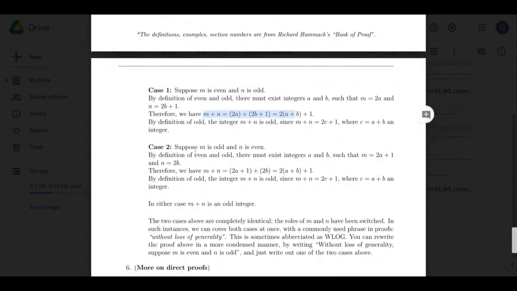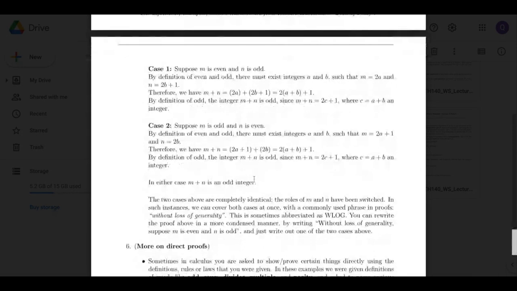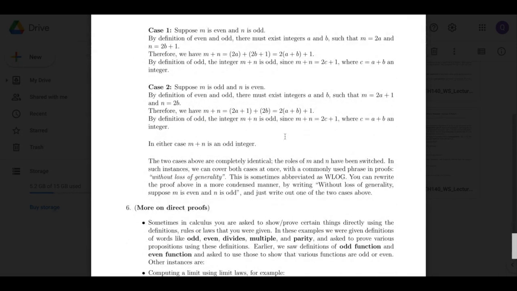Then suppose the opposite: m is odd, n is even. You see these two cases are similar, right? We just assume one is odd, one is even. Do we really need to do these two cases? Not really, not at all. Why? Because addition is commutative. It doesn't matter which one is odd and which one is even. So in either case, m plus n is an odd integer.